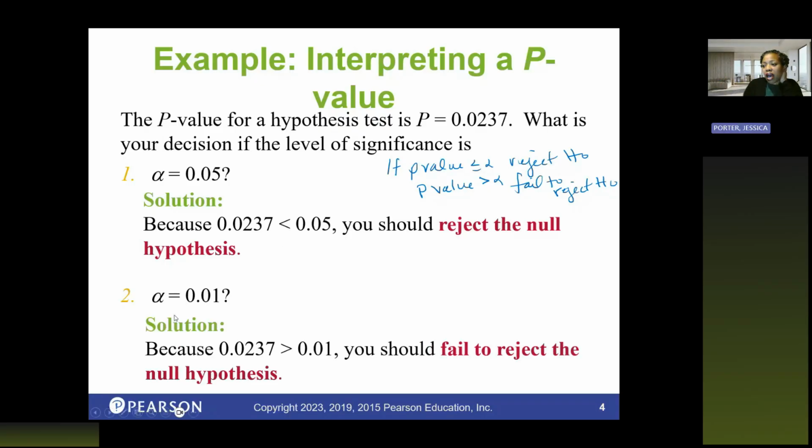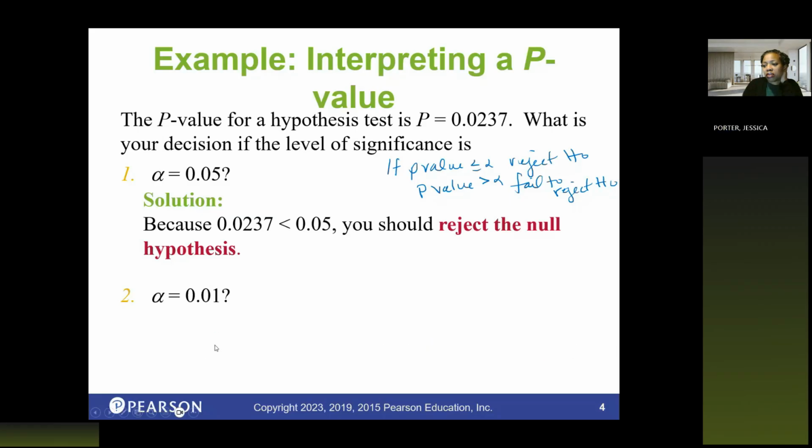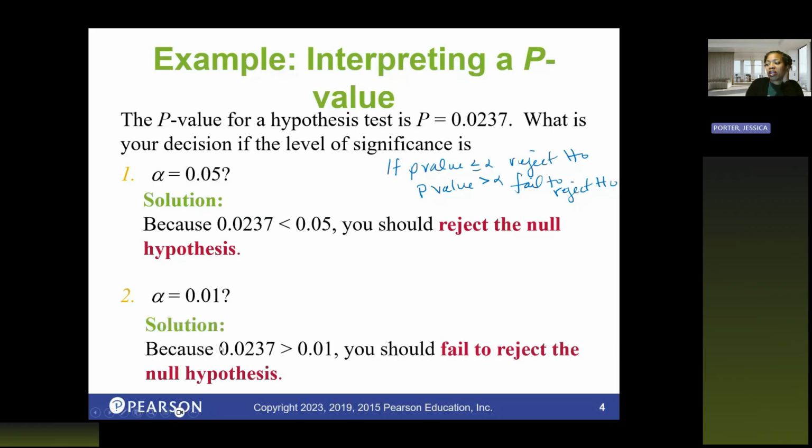Now, alpha equals 0.01. Oh, well, I already revealed it. In this case, because alpha is 0.01, the p-value is greater than alpha, so you will fail to reject the null hypothesis.